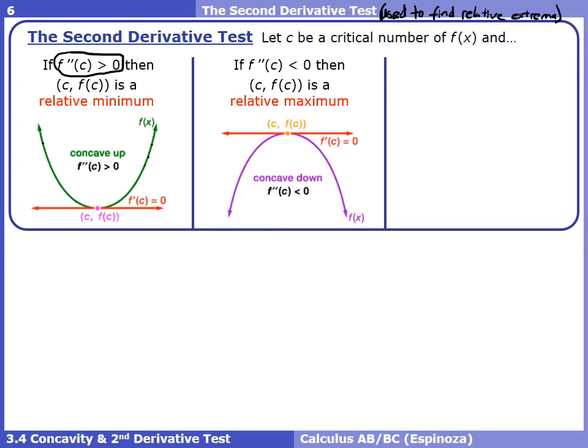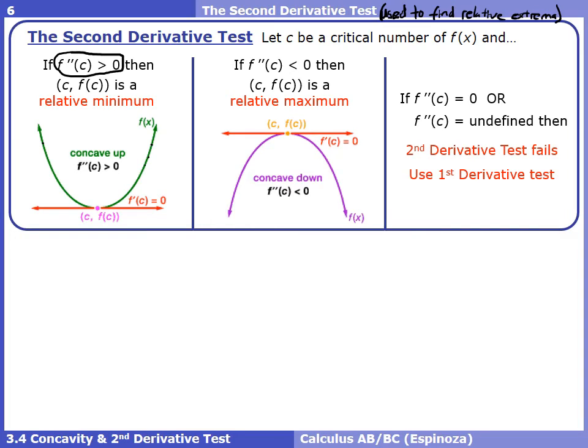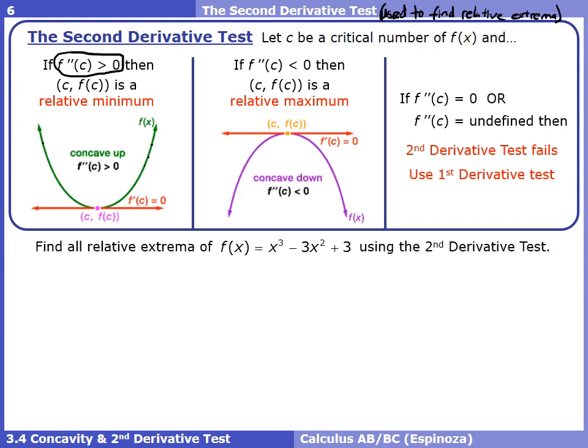The only downside to this second derivative test is if you ever plug in these critical points into a second derivative and get 0 or undefined, all that you're going to be able to conclude from that is that the second derivative test failed, and you're going to have to go back to what we were doing back in 3.3 and use the first derivative test, which means do a sign chart and all those things. Okay, so that's what we're going to attempt to apply in this problem. We're going to use the second derivative test to find all the relative extrema, the maxes or the mins. I could use the first derivative test here, but I'm going to practice this new second derivative test.